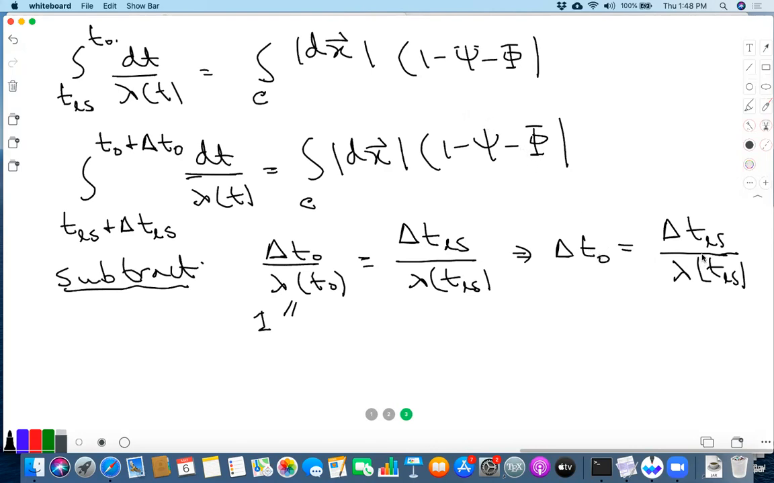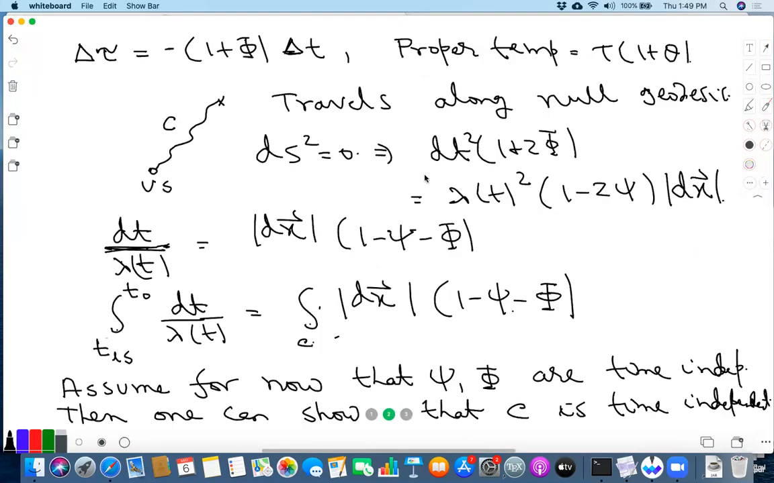Yes, go ahead, please. Lambda also contains an artifact of the perturbation, right? No, that artifact has gone into psi and phi. So lambda is a background lambda. See, remember the metric? Lambda here is the average lambda, by definition. All the fluctuations are in psi and phi.